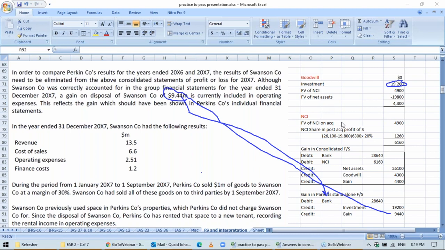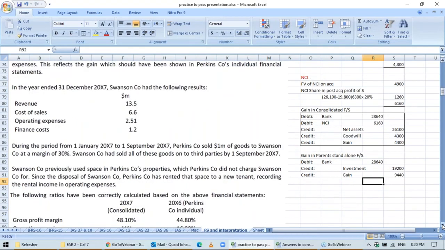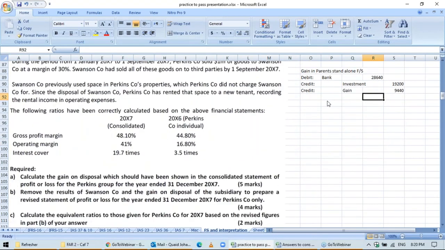Let's move on to the next requirement now. So the next requirement of the question is: remove the results of Swanson company and the gain on disposal of the subsidiary to prepare a revised statement of profit or loss for the year ended 31st December 2007 for Perkin companies only. So you have to remove the effects of subsidiary companies and the gain on disposal.